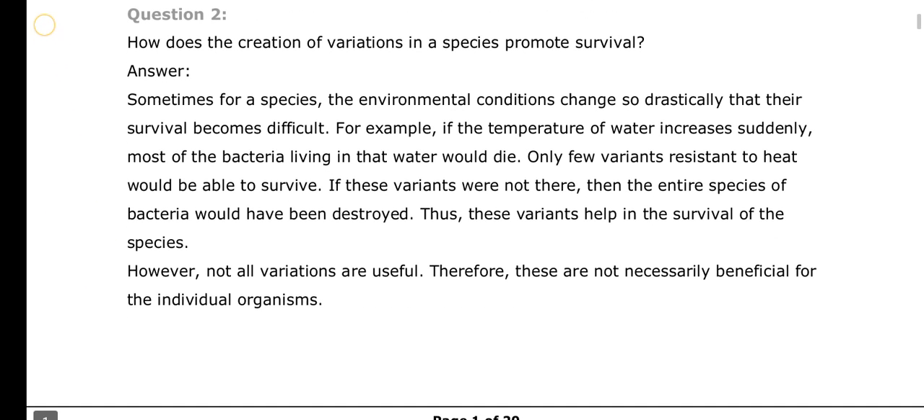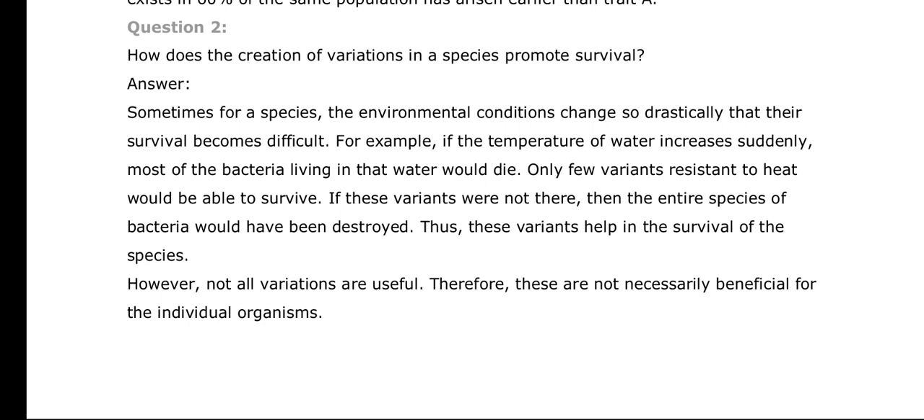Next, how does the creation of variation in a species promote survival? Sometimes for a species, the environmental conditions change so drastically that their survival becomes difficult. For example, if the temperature of water increases suddenly, most of the bacteria living in that water would die.